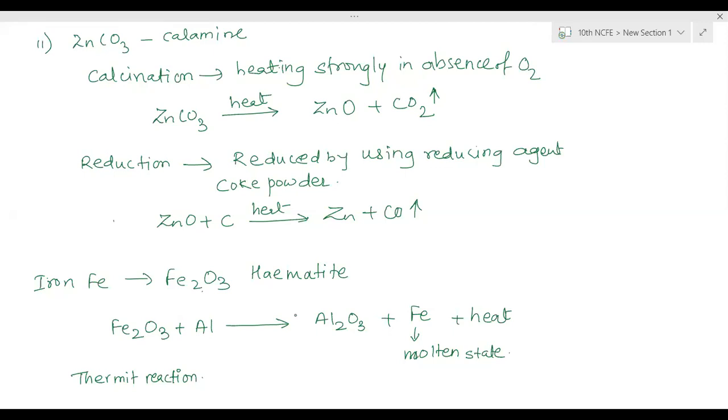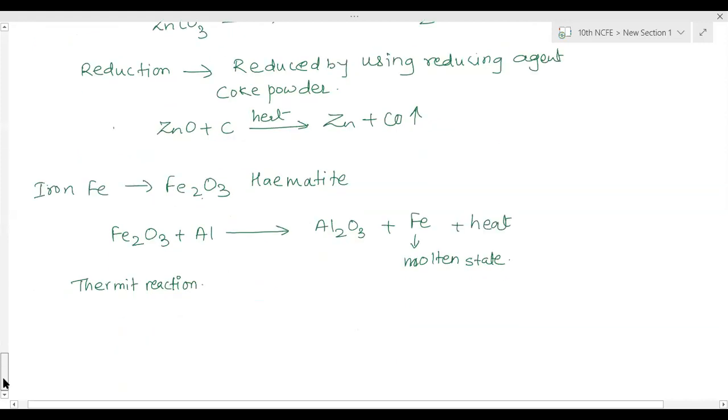The same reaction takes place for manganese also. Manganese also comes under the middle reactive elements. Manganese is available in the form of MnO2, and pyrolusite is the name of this ore. No need to remember this, leave it.